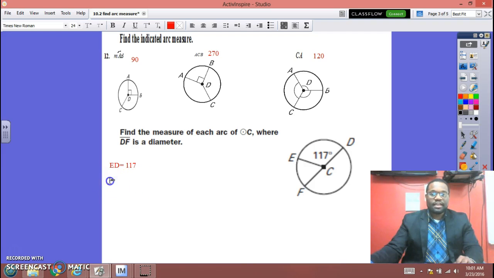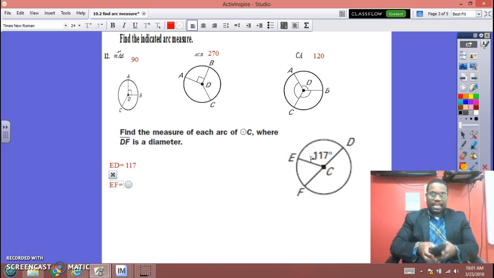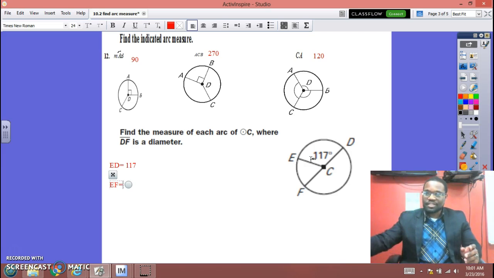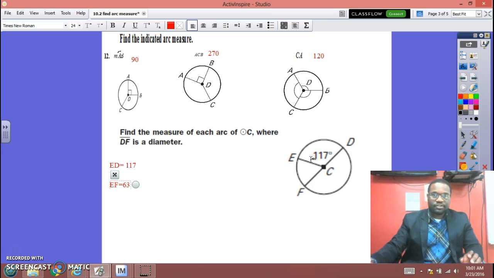Now, based on that, what would arc EF equal? Arc EF, remember this is a semicircle right here, so I'll do 180 minus 117, and I'll get 63 degrees, and both of these are degrees, by the way. So this one is 63, this one is 117.